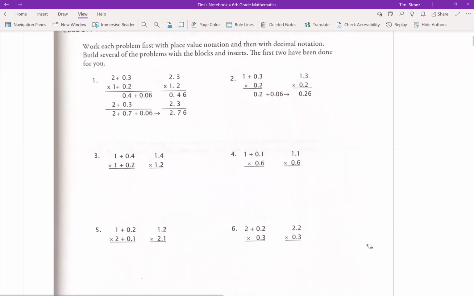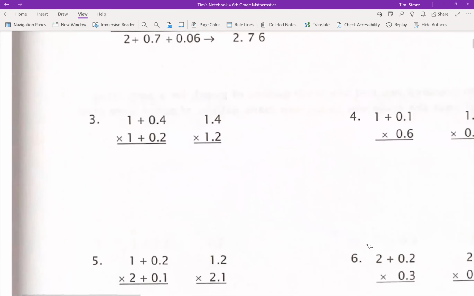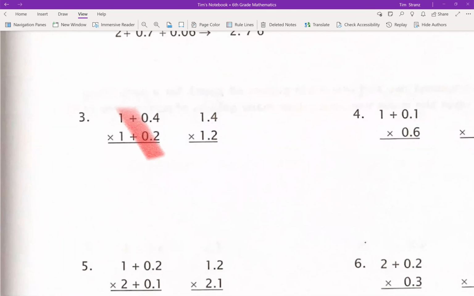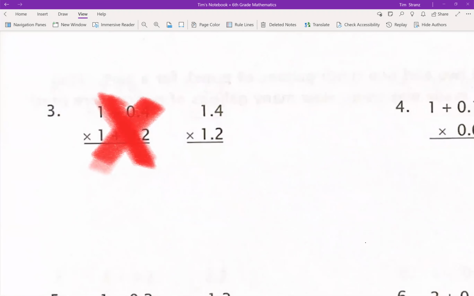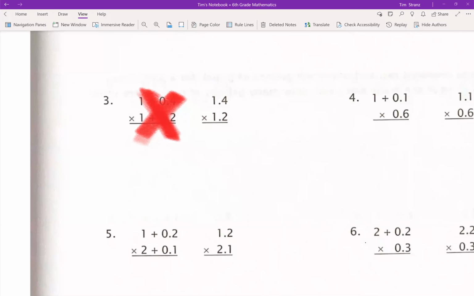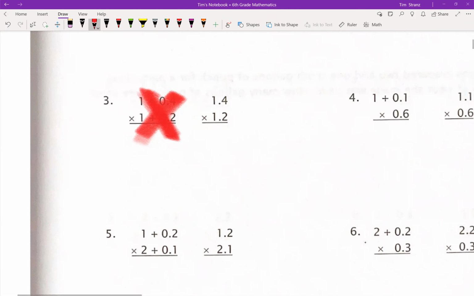Okay, so let's look. The first two have been done for you. Number 3, we're going to skip this jargon that they try to do right here, and I'm just going to do it the old-fashioned way. I truly believe that is the best way to learn multiplying decimals. Okay, slow and steady wins the race. So we're going to start with 2 times 4. Okay, 2 times 4 is 8. 2 times 1 is 2. Placeholder of 0. Okay, 1 times 4 is 4, and 1 times 1 is 1.